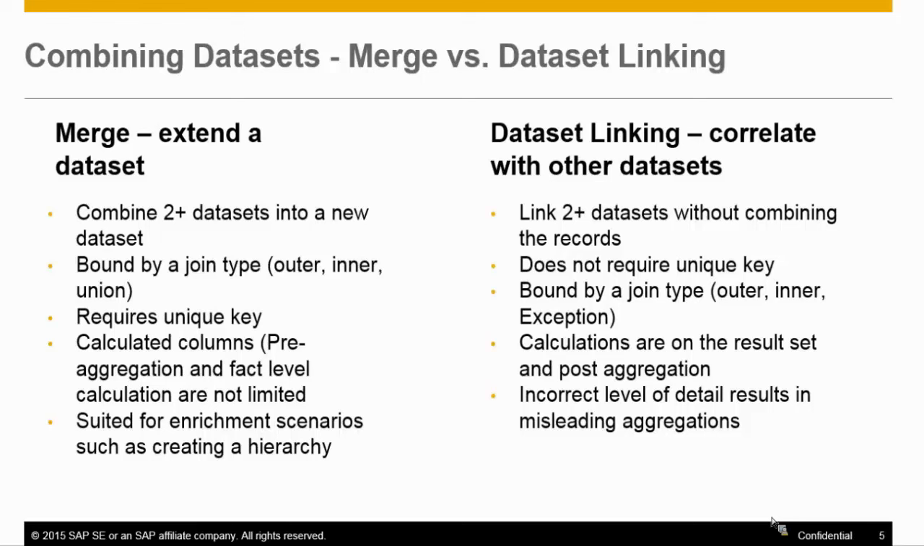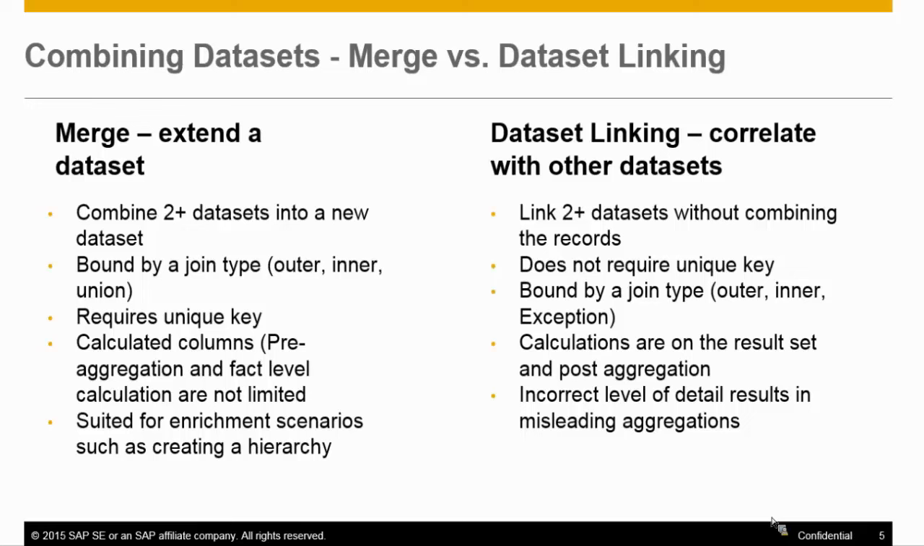I thought it would be a good idea to show you side by side what merge is versus dataset linking at a high level. There is really a lot of overlap. You are combining datasets together to create visualizations and stories on top of them in Lumira. But there are some key differences that you need to be aware of. From a functional perspective, the merge requires a unique key, and in the case of a dataset link, you just need a common dimension in order to do the linking.